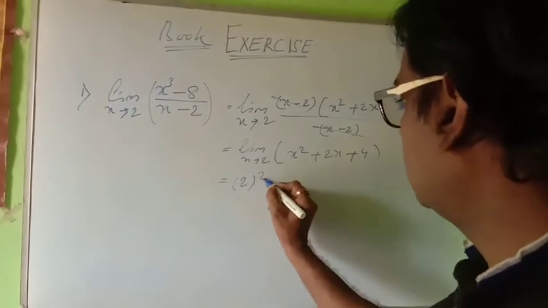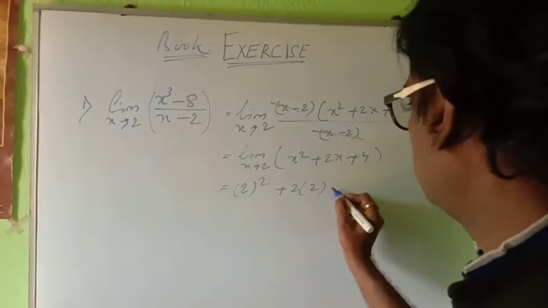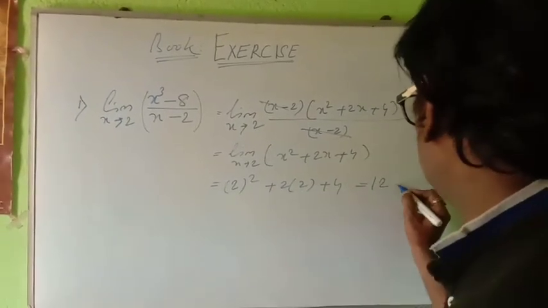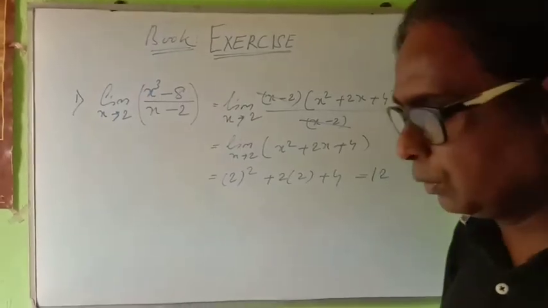That means 2 whole square, 2 into 2, plus 4. How much are you getting? 4 plus 4 plus 4, that is 12. This is the answer, 12. In another way, you can do it like this.